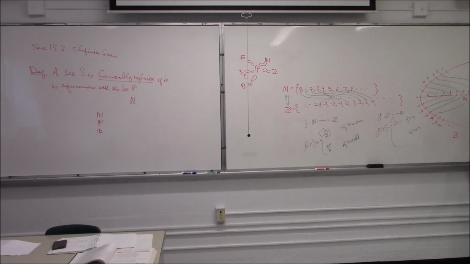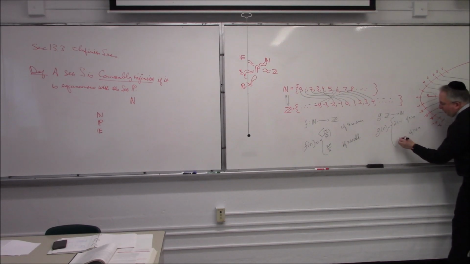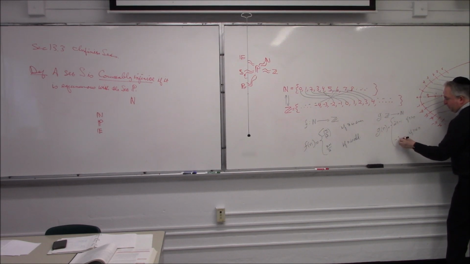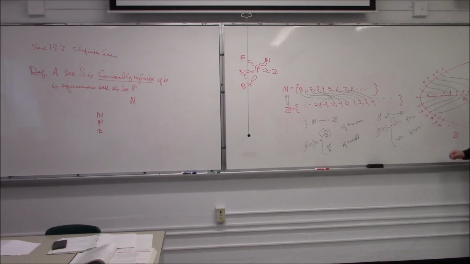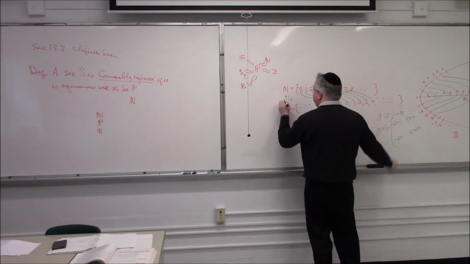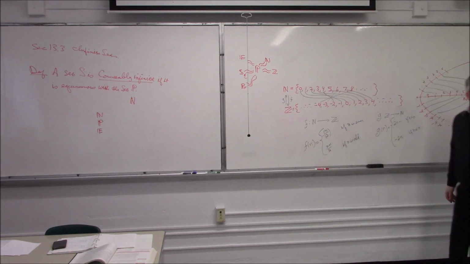Okay, let's do this. So let's see. If it's minus 2, it should go to 4. If it's minus 3, it should go to 6. So it goes to minus 2 times n. Let's just plug in some numbers. Minus 2 times minus 2 is positive 4. So it goes to 4. Minus 2 times minus 3 is positive 6. It goes to 6. Okay? 0 goes to 0. Minus 2 times 0 is 0. That's a nice way of saying it. Okay? So these two functions, from N to Z is f, from Z to N is g, and you go back and forth.